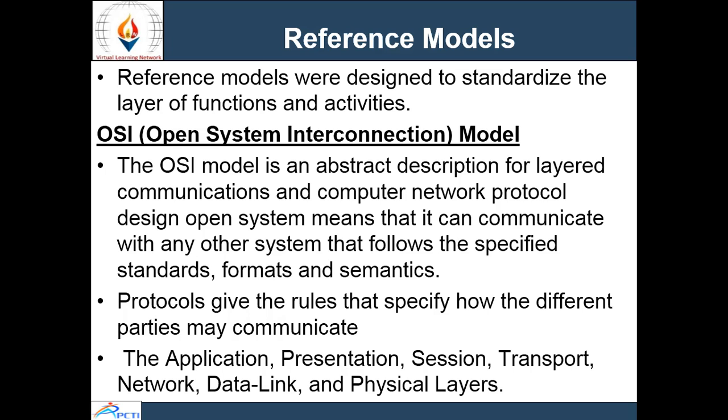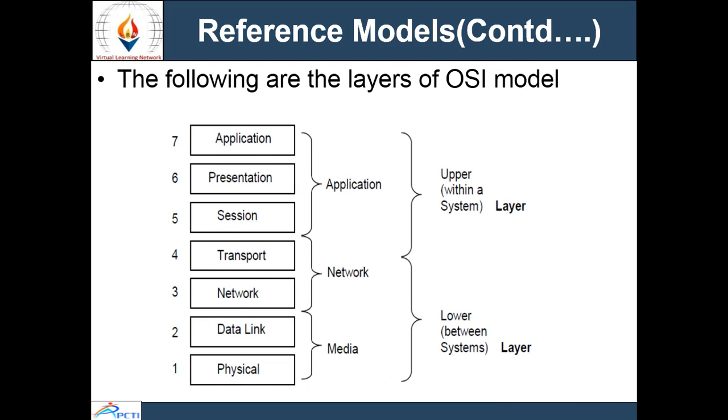Protocols give the rules that specify how the different parties may communicate. In its most basic form, it divides network architecture into 7 layers, which from top to bottom are the application, presentation, session, transport, network, data link, and physical layers. It is therefore often referred to as the OSI layer model. Now, this diagram shows the OSI model layers.